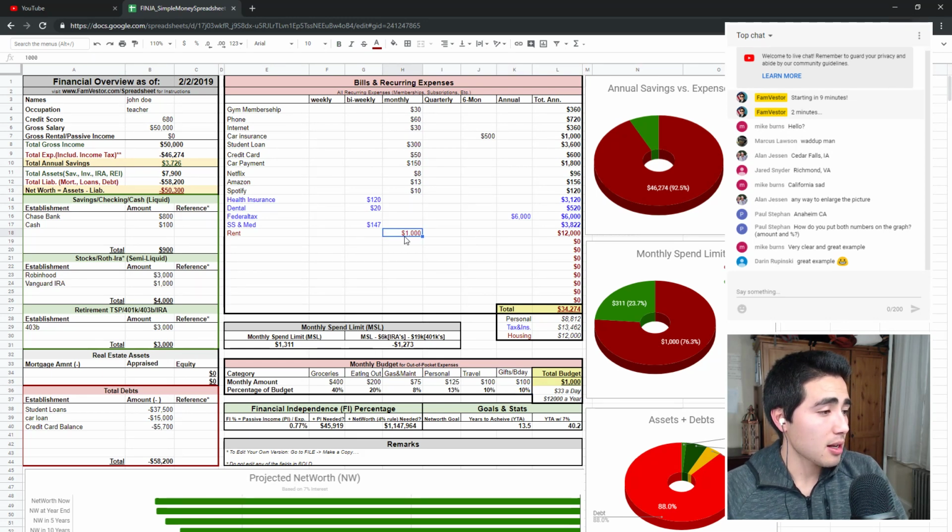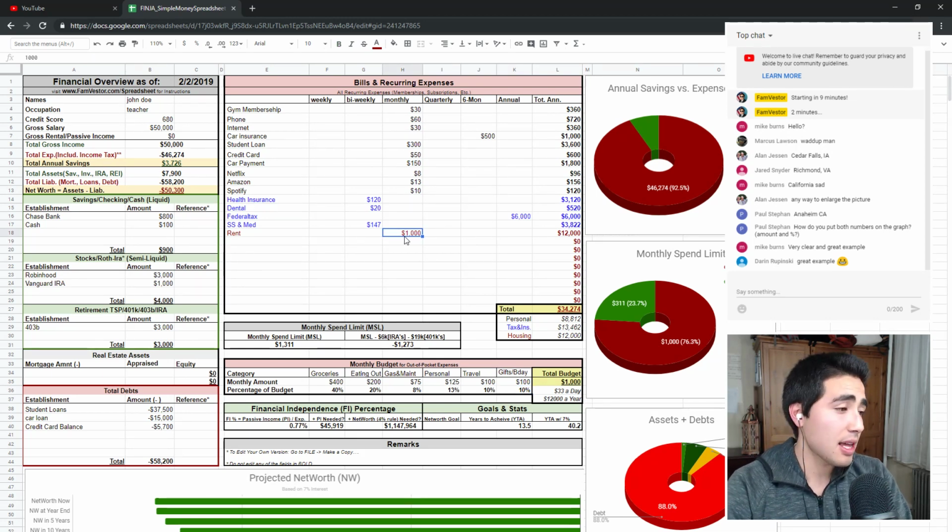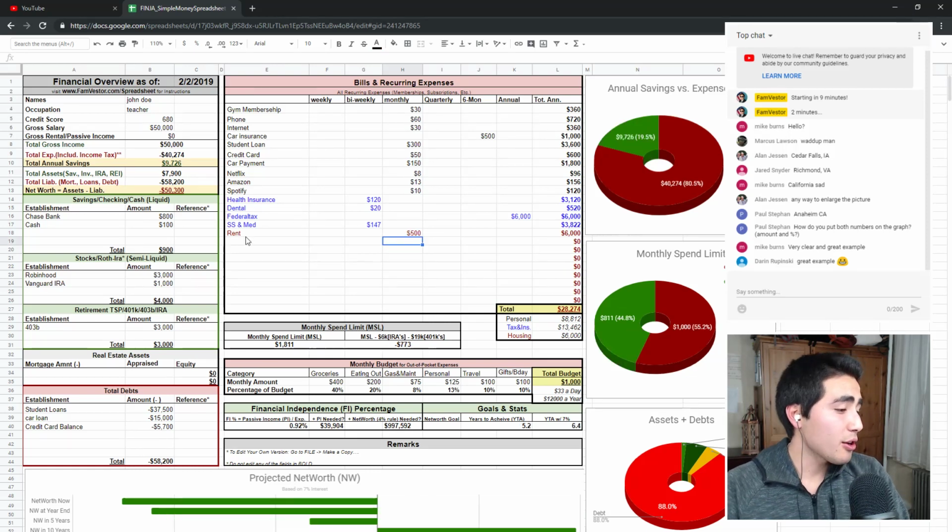Okay, so what can this guy do? Maybe this guy can get a roommate and then spend, instead of $1,000 a month, spend $500. And then you can see drastically, now he's not in the negatives. After 10 years it'll take him to pay off those student loans and finally be in the positives.